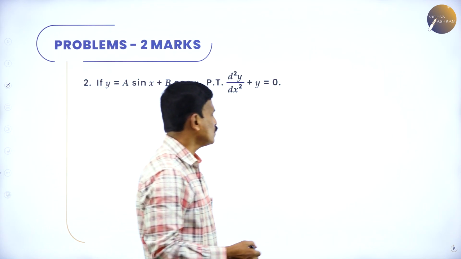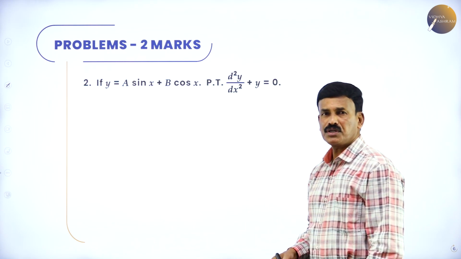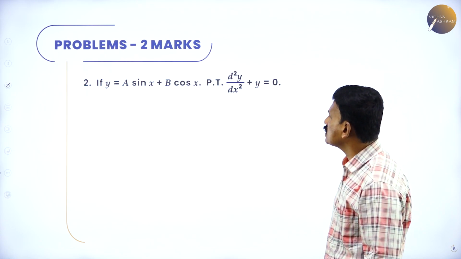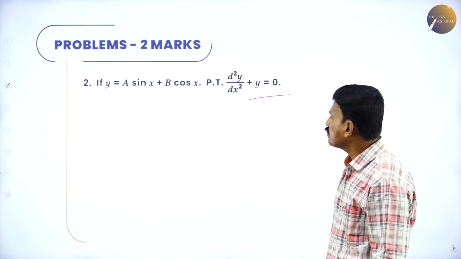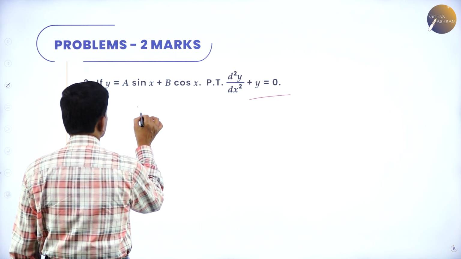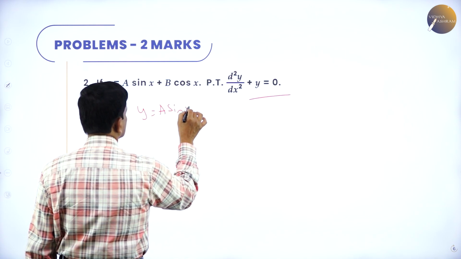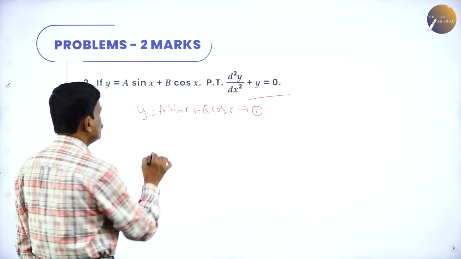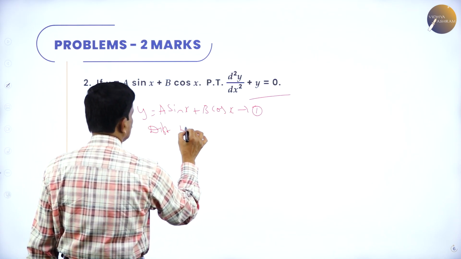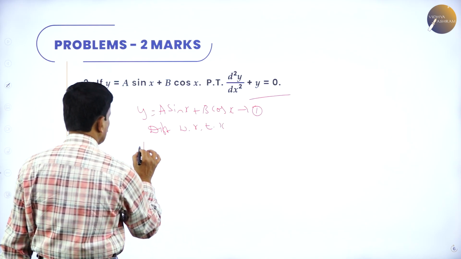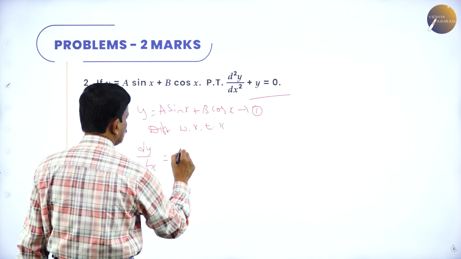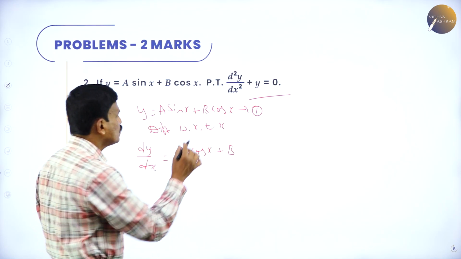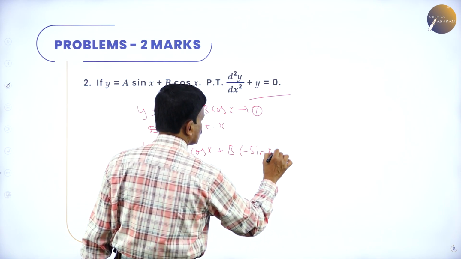This is how we are going to find the second derivative for this function. Now move on to the next problem. This is also a very important type of problem for 2 marks. If y is equal to a sin x plus b cos x, prove that d square y by dx square plus y is equal to 0. Now what is given? y is equal to a sin x plus b cos x. Let us represent this as equation number 1. Differentiating with respect to x, what we will get? dy by dx is equal to a constant, differentiation of sin x is cos x, plus b constant, differentiation of cos x is minus sin x, right?